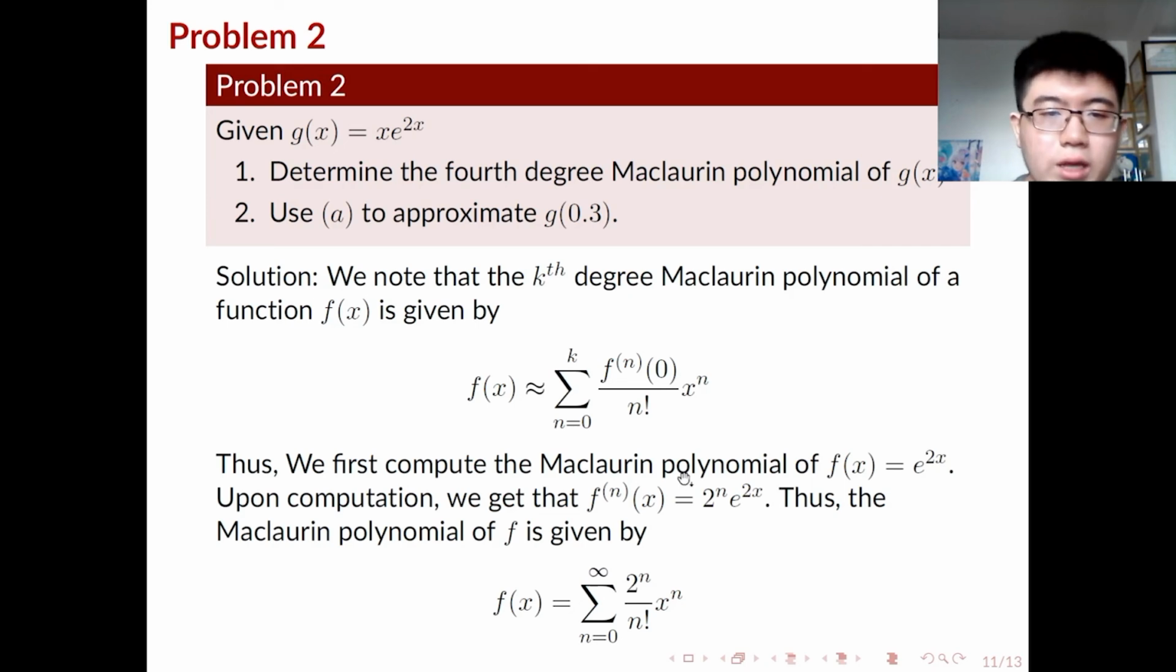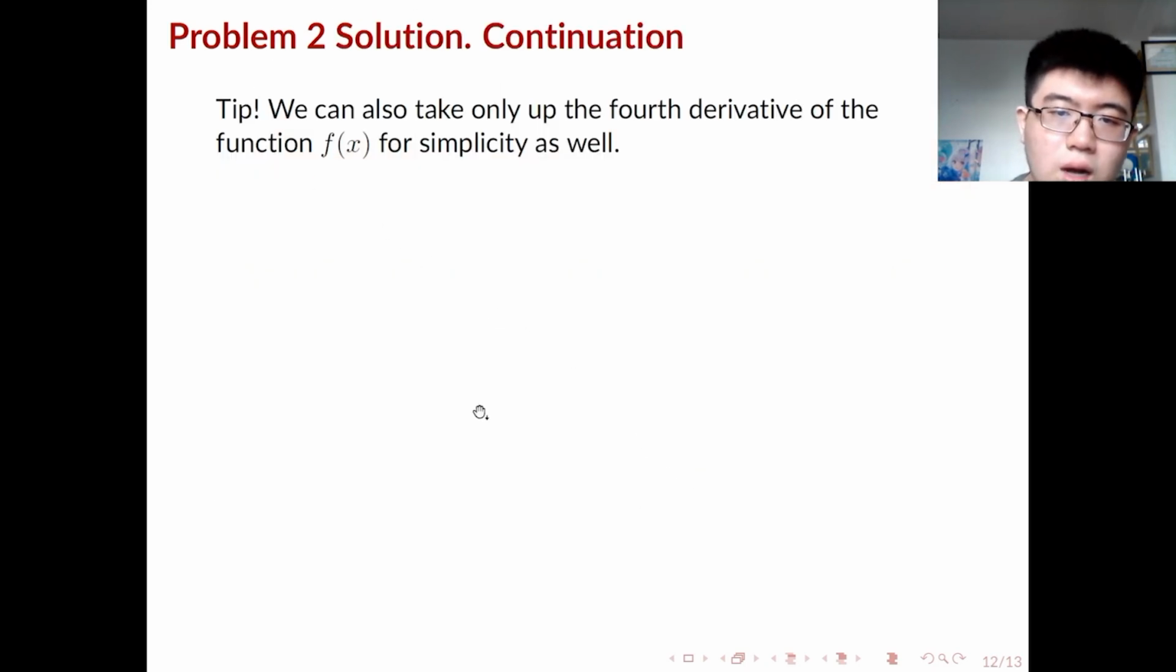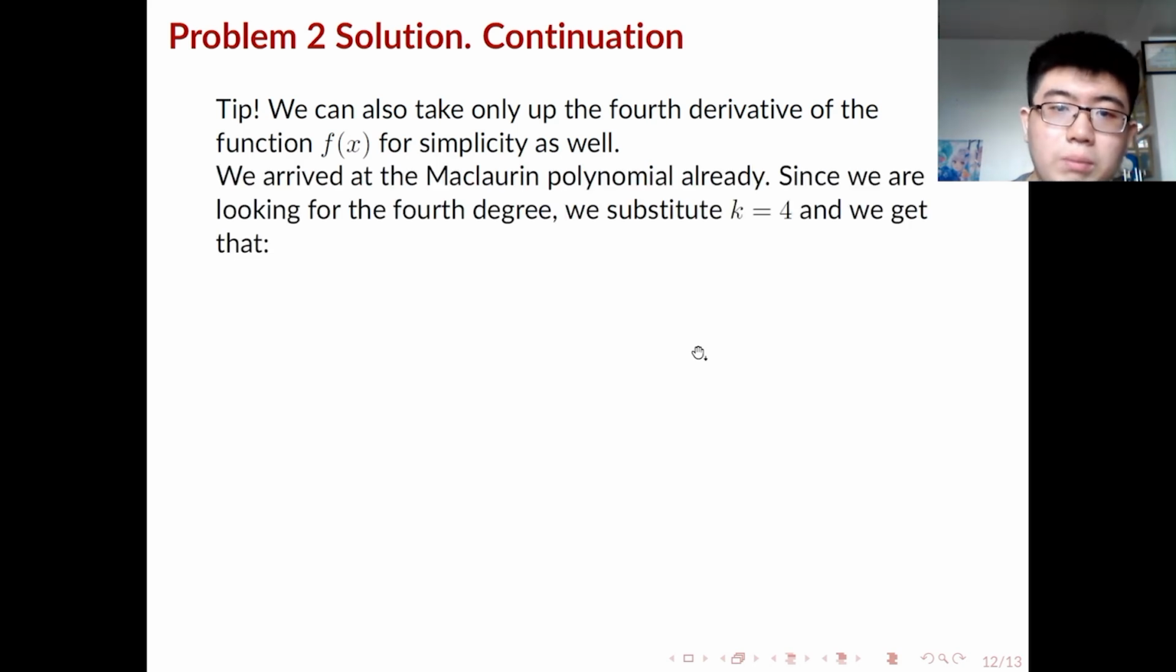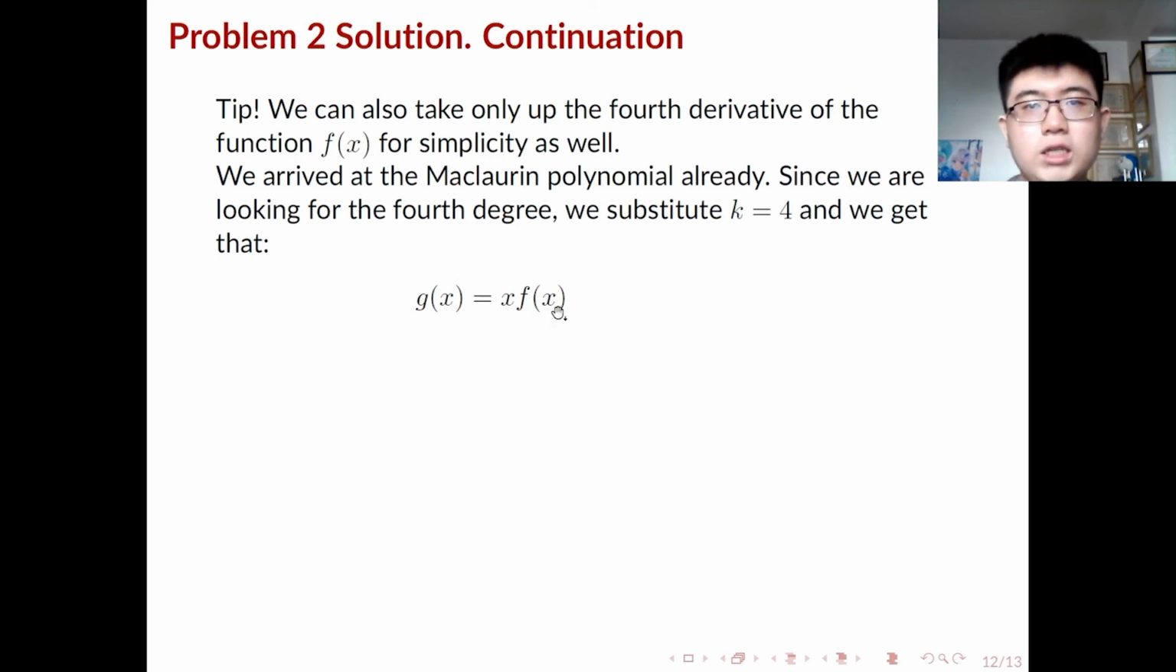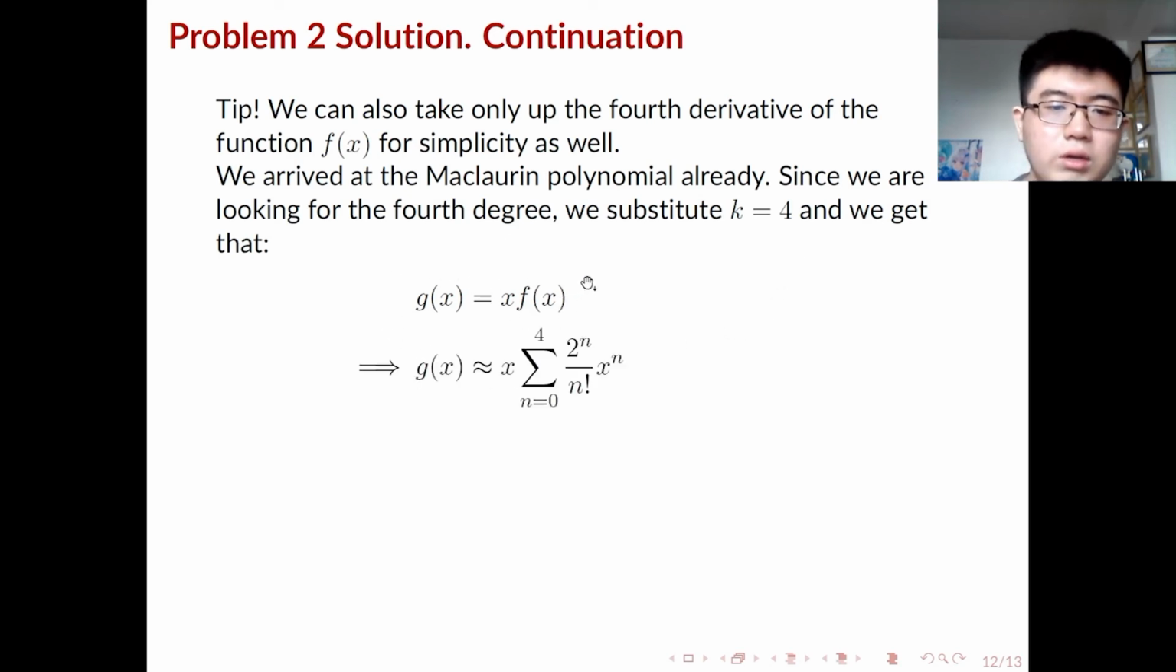So upon taking the nth degree Maclaurin polynomial, we just substitute k equals 4. And moreover, since our given g(x) is just x times f(x), we can simplify and multiply x to the entire series. So take note of the tip we discussed earlier. We can also take up until the fourth derivative and we will still get the same result.